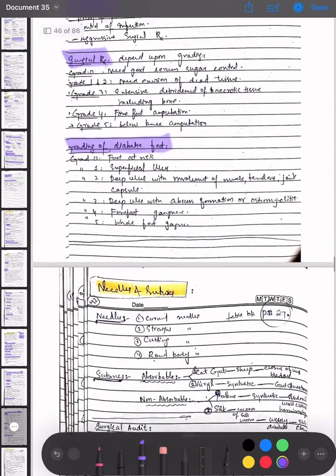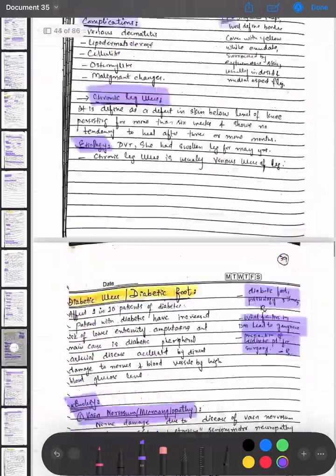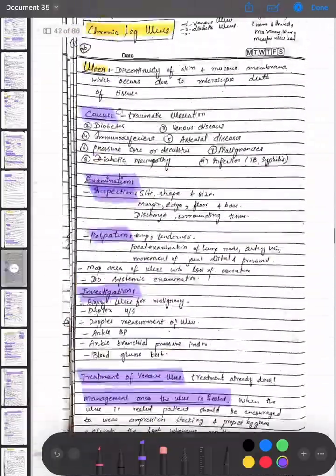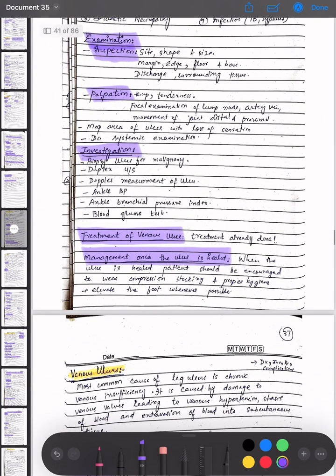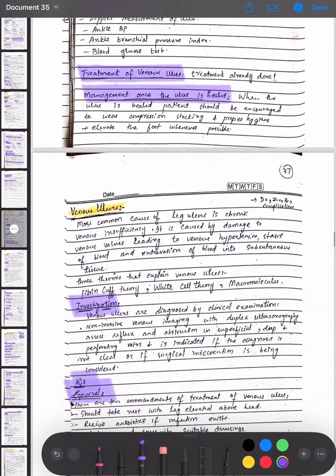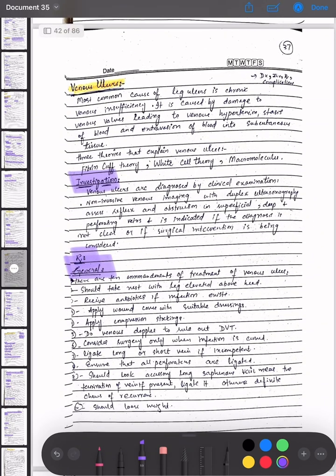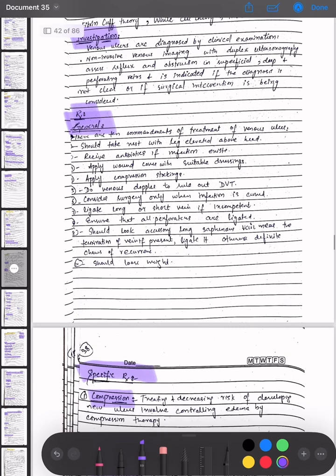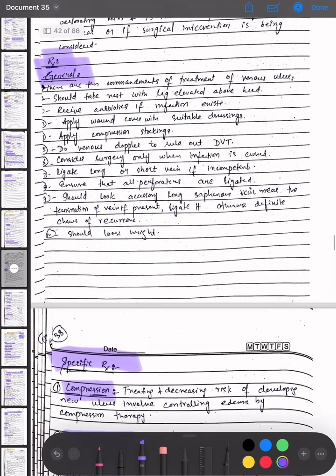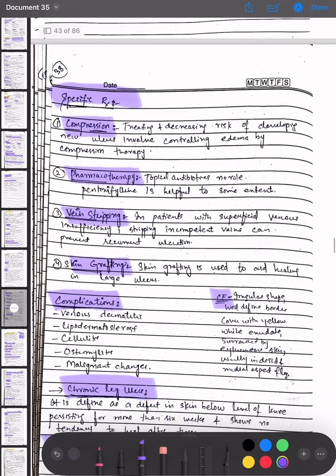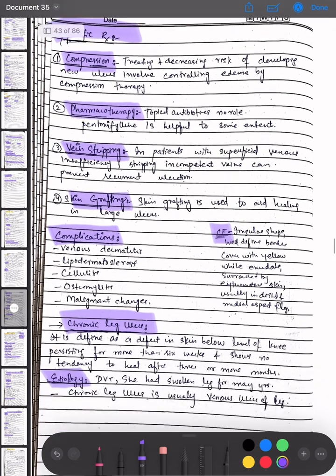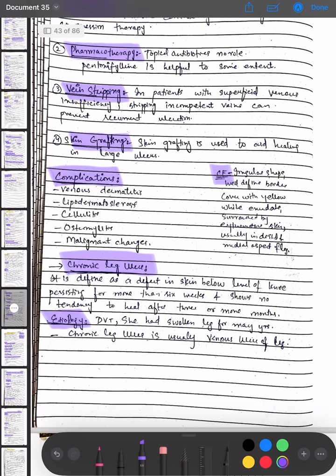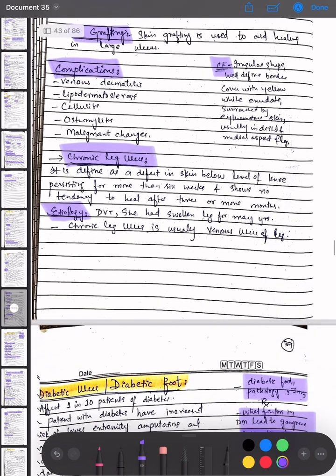So, in this section, we discussed the ulcer. First of all, we defined what is a general ulcer and what the treatment options are. What are the causes, how we will examine an ulcer, and what the management is once the ulcer is healed. Then we discussed venous ulcers, what the investigations for venous ulcer are, and what the treatment options are. Then we discussed the general treatment and then the specific treatment. In specific treatment, we have 4 main steps, that is compression, pharmacotherapy, vein stripping and skin grafting. Then we discussed the complications, the clinical features, and what a chronic leg ulcer is.